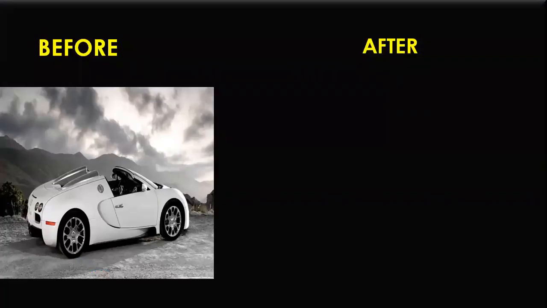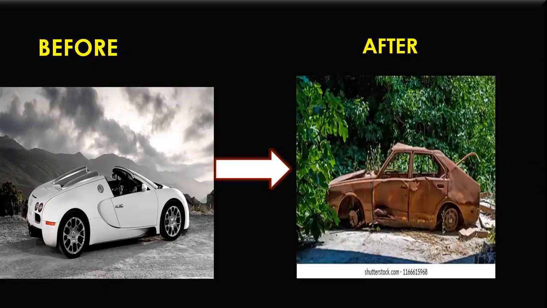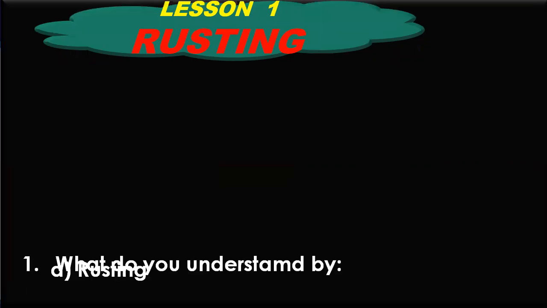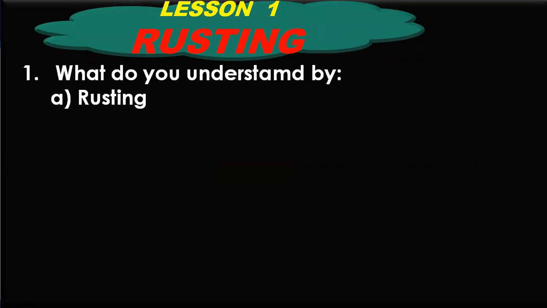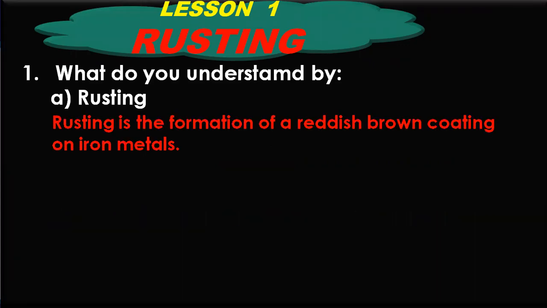Today's lesson, like you can see, this is how I've chosen to introduce it. A new car, after some time of no use, becomes like that. I'm trying to introduce the concept of rusting, and at the level of P3 class, we defined rusting as the formation of a reddish-brown coating on iron metals.